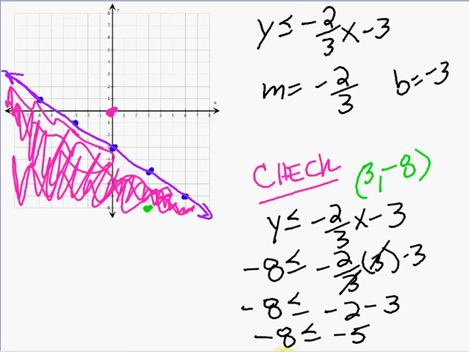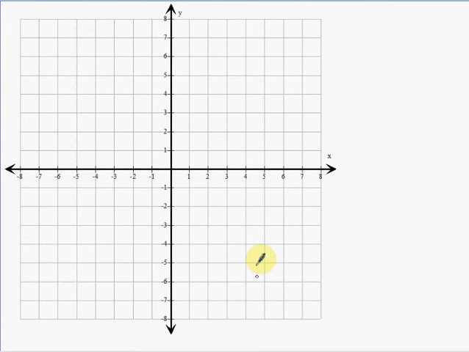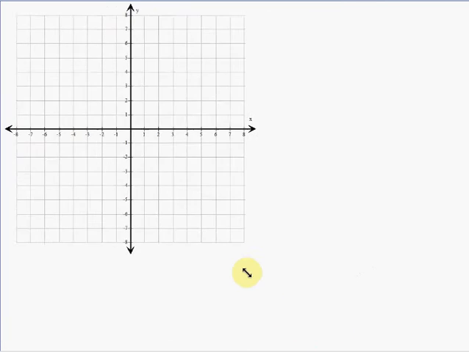Alright, let's do 2 more here. We'll go through them a little more quickly because we've already done 2, and I'm hoping that you guys have the idea of what's going on here.